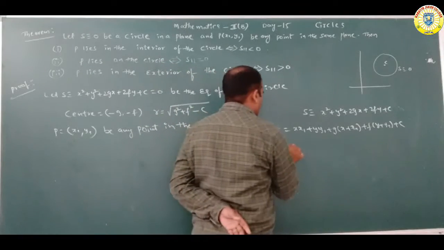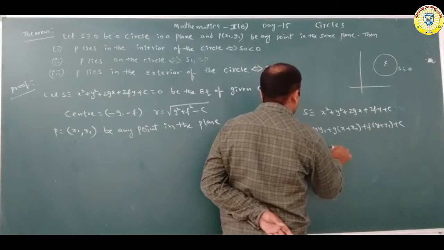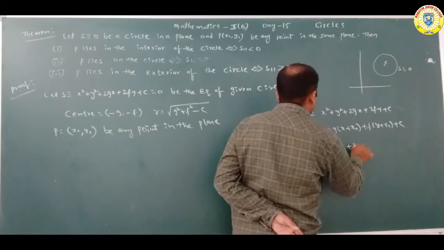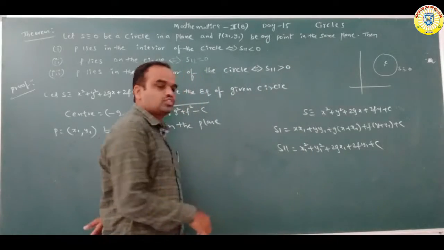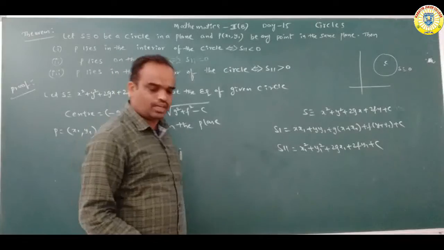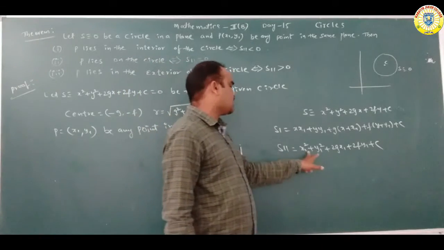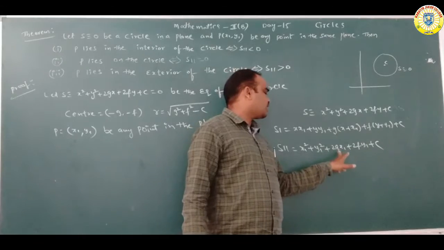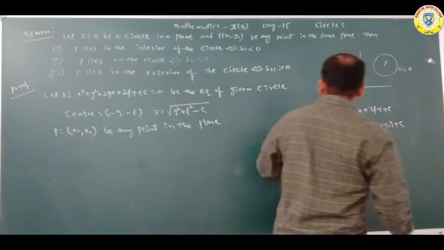Here S11 is equal to x1 square plus y1 square plus 2gx1 plus 2fy1 plus c. This is the notation of S11. S12 is also there, but no matter, here only S11 is required. What is the notation of S11? x1 square plus y1 square plus 2gx1 plus 2fy1 plus c is equal to 0.